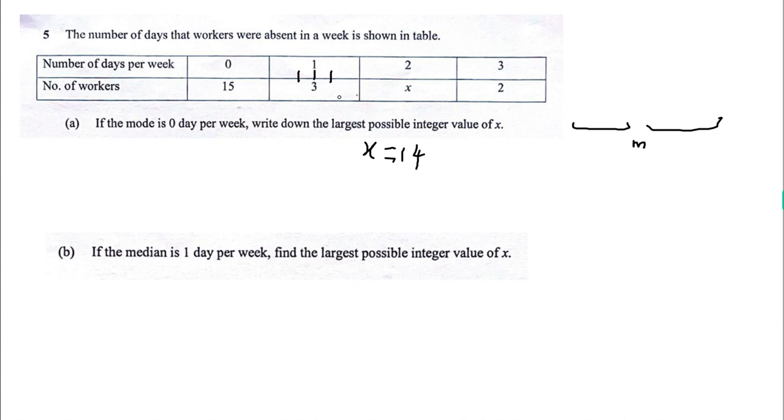So in this case, we want x to be the largest. In order that x is the largest, we must make this side here the largest amount. Since we have 3 scores here, there are 2 scores here, plus 15 will be 17 scores. So that means on this side we should also have 17 scores, since the median is in the middle. We have 17 scores, so x plus 2 must be 17. Because the median is in the middle, we have an equal number of scores on both sides. So x plus 2 is 17, and that gives us x is 15.